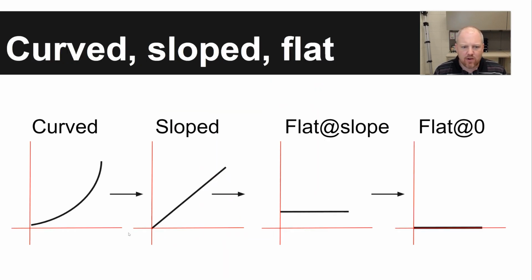First off, when you're translating graphs, the general pattern that you will see, and we'll keep on coming back to this, is that curved lines become sloped, sloped lines become flat at whatever that slope is, and then flat lines become flat at 0. And again, I'll go through lots of examples to show you this. But as you move from a position versus time to a velocity versus time graph, curved lines are going to go to slope, slope to flat at whatever that slope is, flat go to flat at 0.